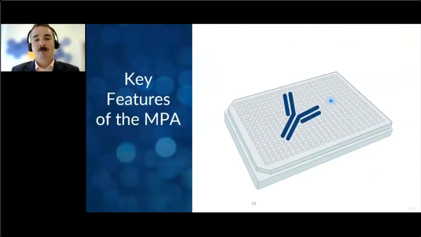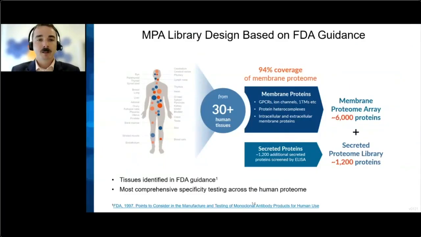Let's examine the key features of the MPA. The MPA library was designed based off the same human tissues that are used in tissue cross-reactivity. With over 34 human tissues, taking a bioinformatic approach, we're able to identify about 94% coverage of the human membrane proteome. These membrane proteins include GPCRs, ion channels, single and multipass transmembrane proteins, as well as some protein heterocomplexes in our library. Again, we have 6,000 of these human membrane proteins expressed in HEK293 cells.